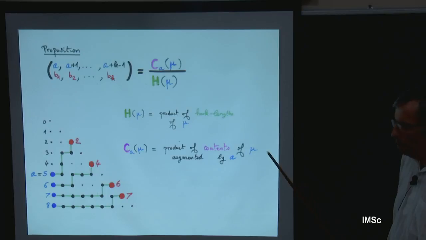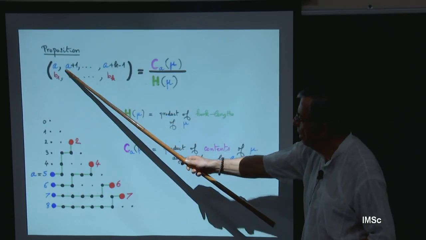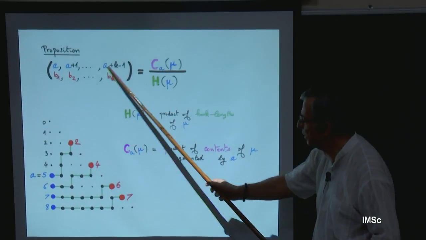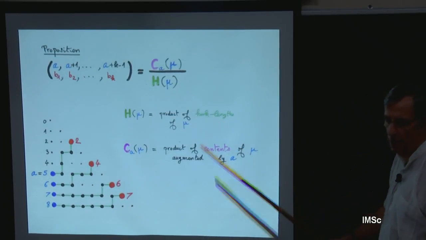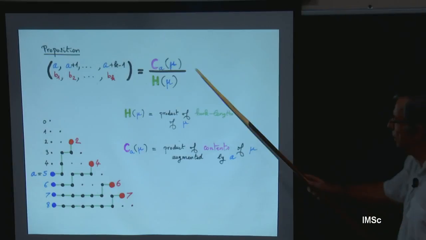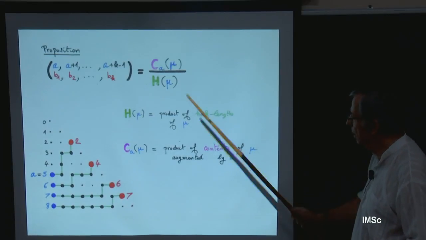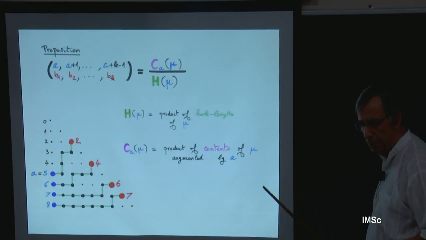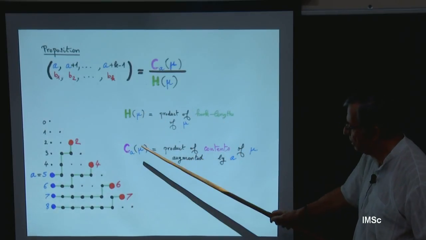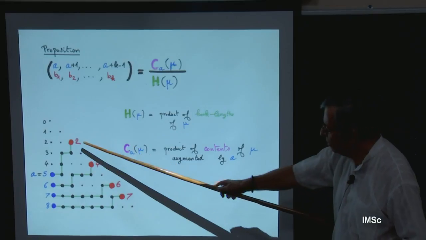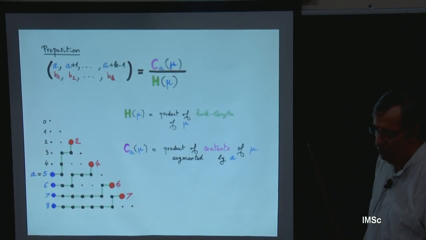Then the second main proposition was in the case where all the starting points, all the blue points, are consecutive. Then there is a nice formula for the determinant as a product divided by another product. In the numerator, we introduce the contents shifted by A, and in the denominator, the hook lengths. Mu is a certain partition which is defined from the configuration of red points.